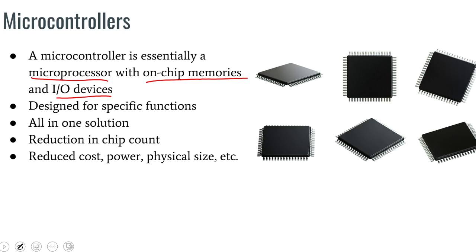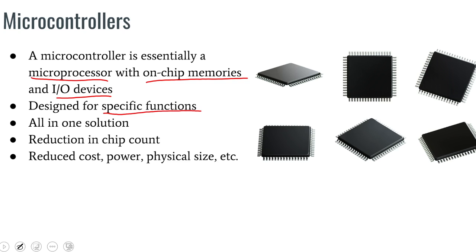And compared to general purpose microprocessors, one of the things that we would see with microcontrollers is, in most scenarios, they would be designed for specific functions. Say, for example, we may get microcontrollers that are intended for digital control systems. We may get microcontrollers that are intended for audio devices, for video devices, for remote controllers, for mobile applications. So we may get microcontrollers for such specific applications.